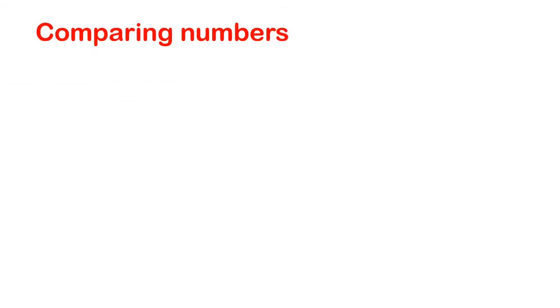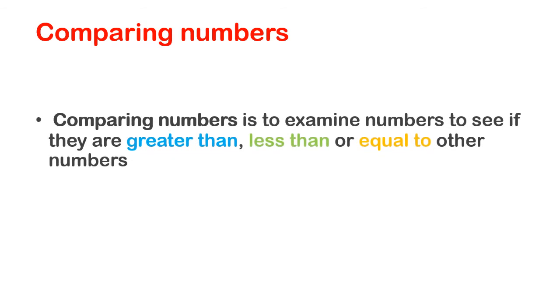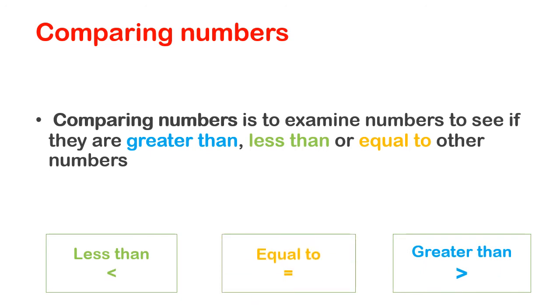You have already learned comparing numbers in your third standard itself. Now we are going to just recall it. So comparing numbers is to examine numbers to see if they are greater than, less than or equal to other numbers. So this is the less than symbol, this is the greater than symbol, then this is the equal to symbol.